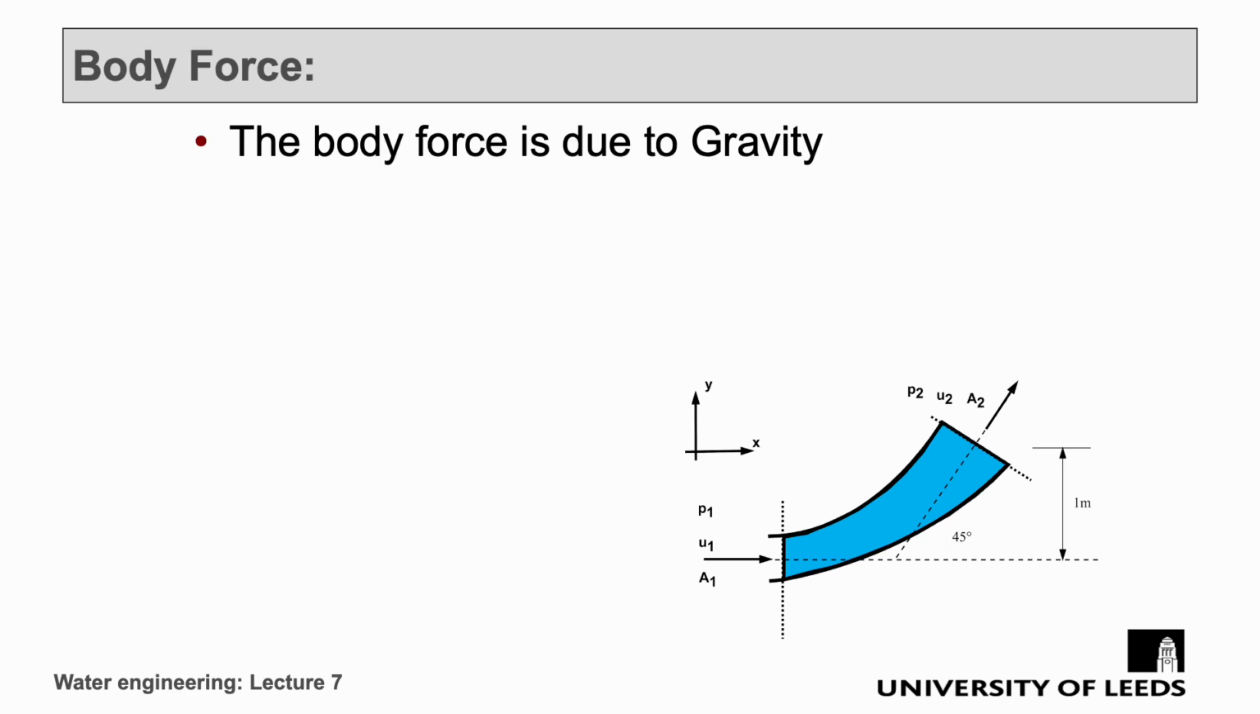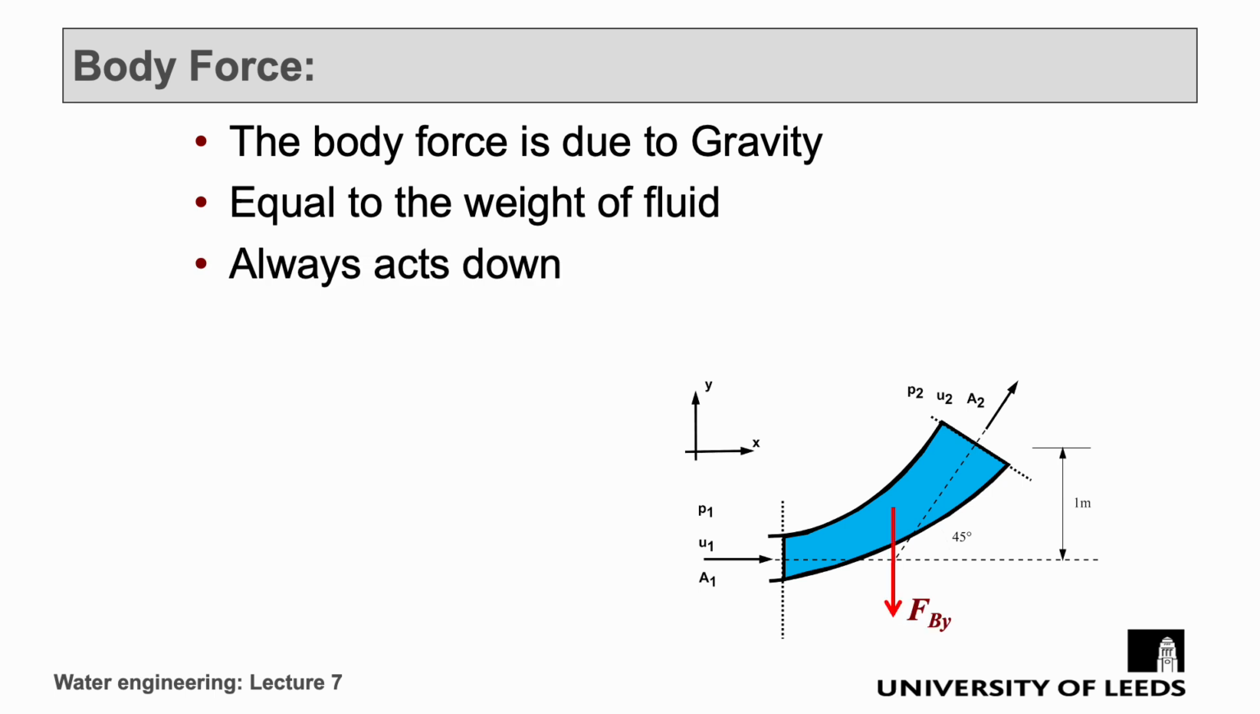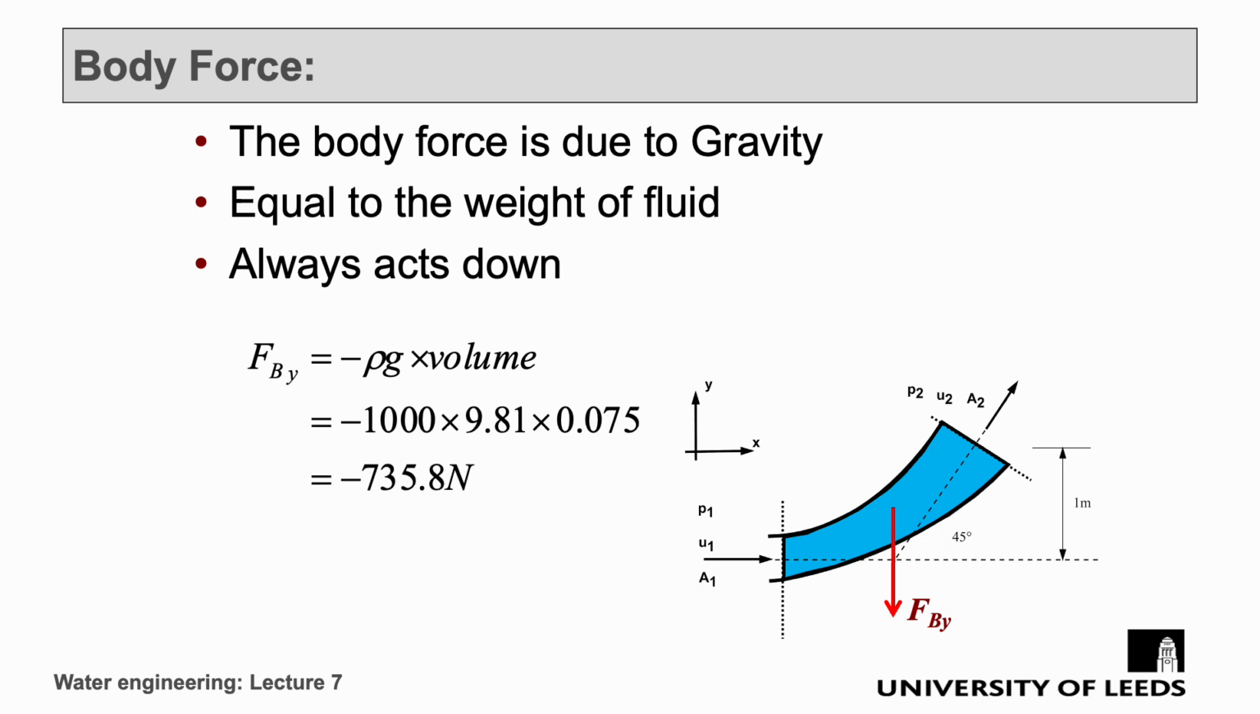The body force. The body force is the weight, the force due to gravity. It always acts down, because gravity acts down. So the body force is in the y direction. There'll be no body force in the x direction. So the body force is down, so it's negative rho g times the volume. We were given the volume, 0.075, and that comes out to be minus 735. Remember the minus because it's down and y is positive upwards. Body force in the x direction is 0. It will always be 0 because gravity only acts down, not horizontally.